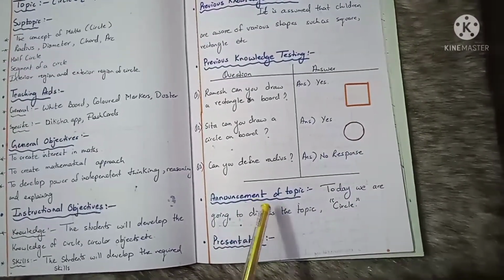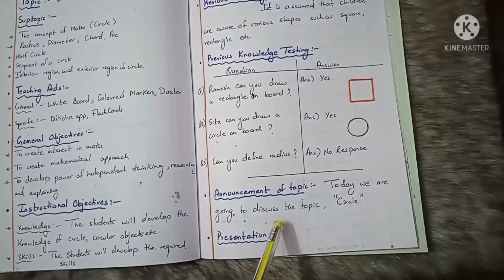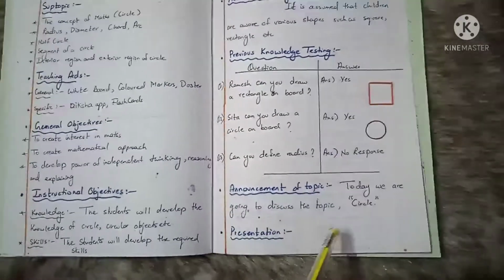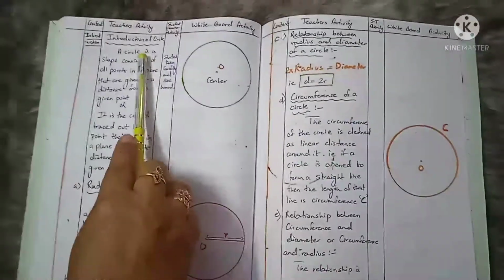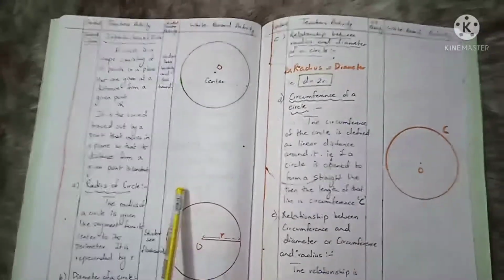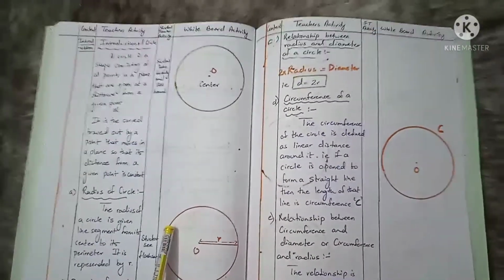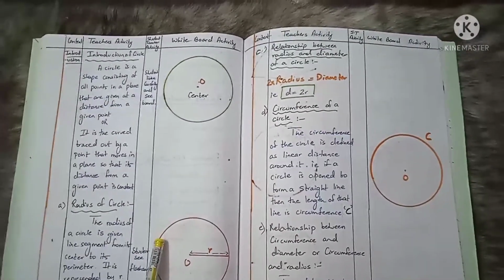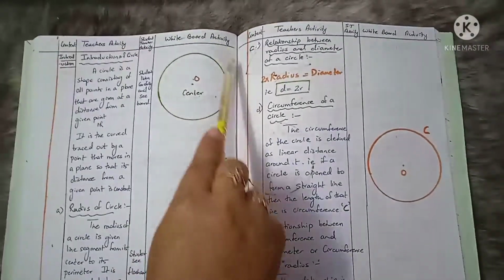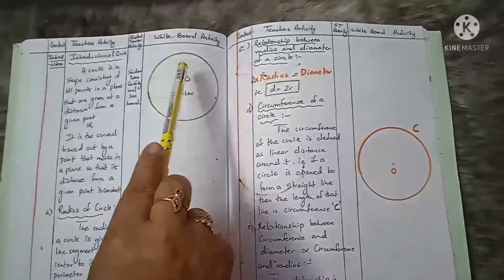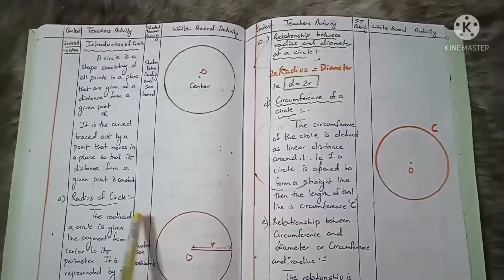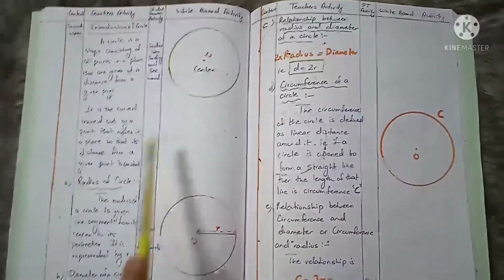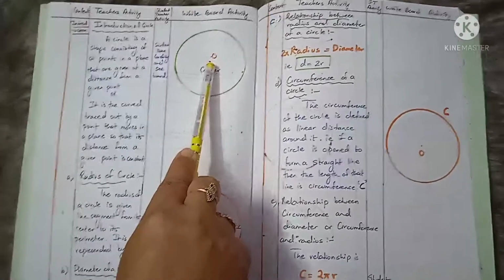Then we'll announce the topic, which is basically we'll say that children, today we are going to discuss the topic circle. For the presentation, it's as following. Firstly, we'll introduce circle. A circle is a shape consisting of all points in a plane that are at a given distance from a given point. Basically, it is a curve traced out by points that move in a plane such that its distance from a given point is constant. This constant point is called the center.